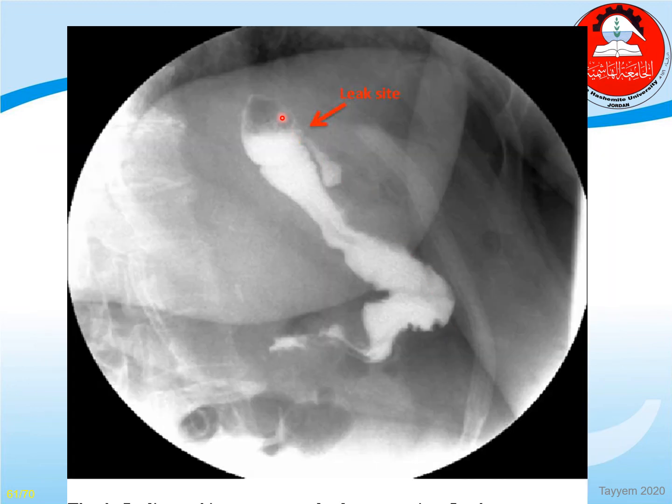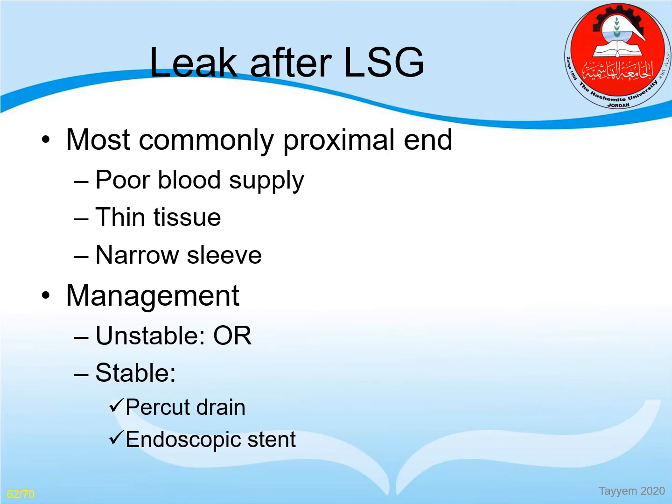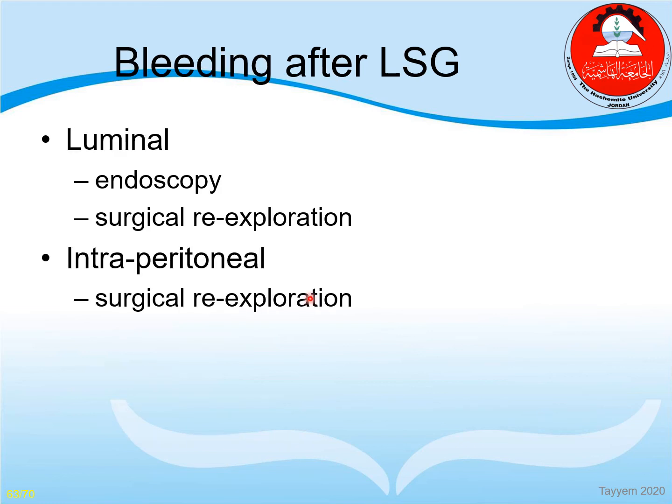In this contrast study, you could see a bit of dye coming out from the gastric sleeve, indicating a leak. Usually it happens at the proximal end of the sleeve due to the fact that there is poor blood supply there, thin tissue, and a narrow sleeve. Management of leak after sleeve: if the patient is unstable, take them to theater. If they are stable, consider percutaneous drainage or endoscopic stent.